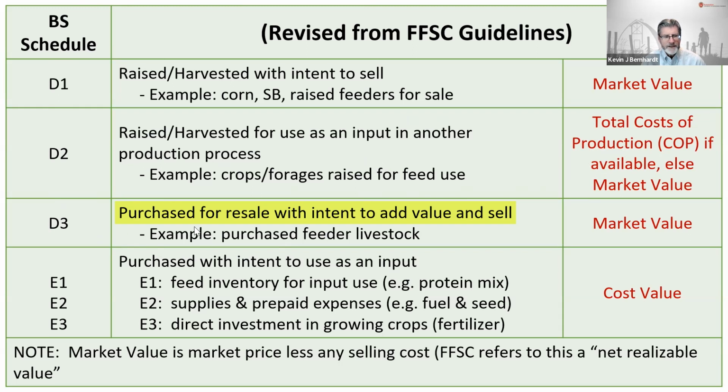Category D3 is for anything that we've purchased but we have the intent to add value to it and then sell it later. An excellent example of this is purchasing feeder livestock, adding value to it to a market size, and then selling it. The Farm Financial Standards Council recommends market value in that case. Schedule E is for things that we've purchased with the intent to use as an input. They're all valued at cost, whatever the cost of that item was, and we will talk more about these in just a moment as we get to the spreadsheet itself.